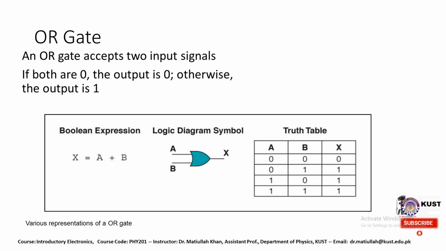So the Boolean expression for the OR gate is x equals a plus b. And the logic diagram symbol for the OR gate has a and b as inputs, and x is the output in this case. In the truth table, we have 0 and 0 as input, so the output is 0. If we have 0 and 1 as input, the output is 1. For 1 and 0, the output is 1, and for 1 and 1, the output is also 1. So this is some information regarding the OR gate.